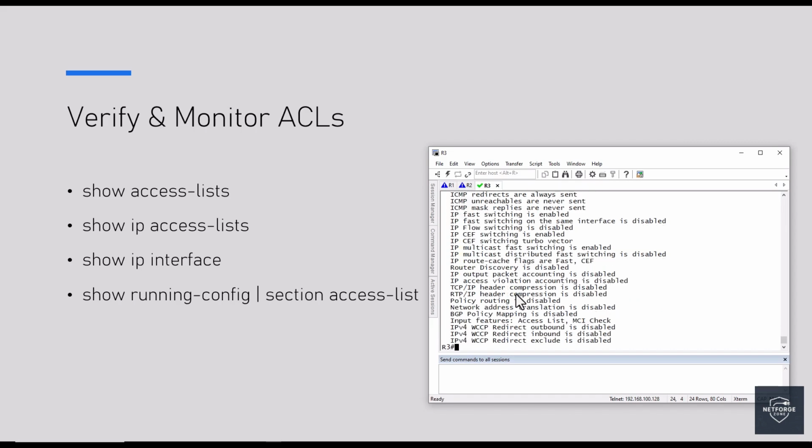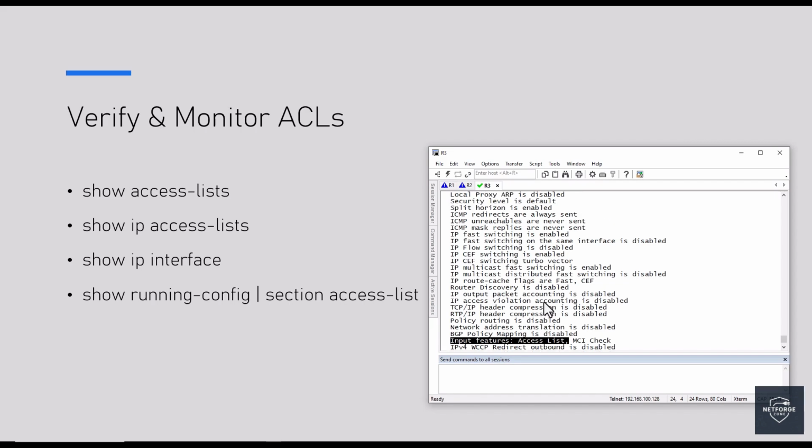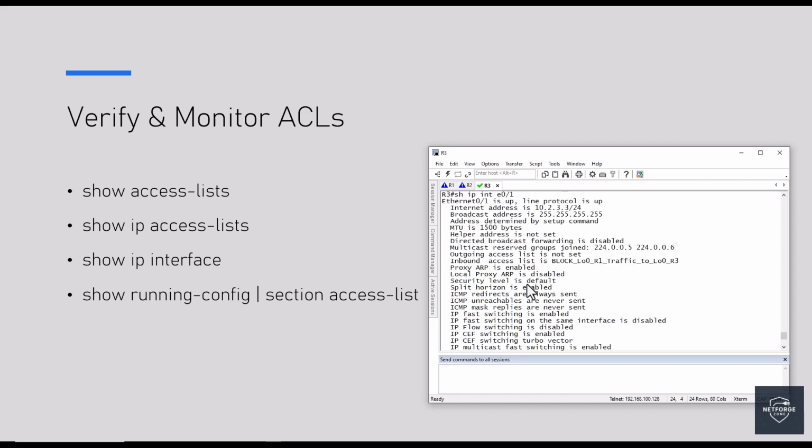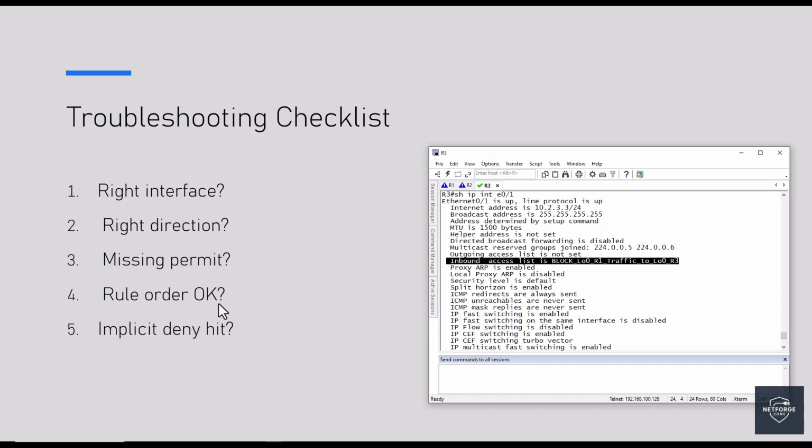Hit enter. Here I should see that there are input features like access listing here. Tells me that I have some accesses configured in this part. And if I just go up and check this, it says that inbound access list is applied to here. So show IP interface. You can see that this is in here, and it tells me what access is applied to this specific interface. So this is going to be your troubleshooting checklist.